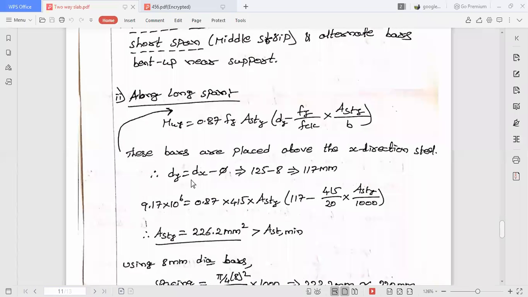Let us see this one. So dy is equal to dx minus 1 of the diameter, 125 minus 8, which is 117 mm. I am suggesting highlight this one also. Many people will eliminate this.